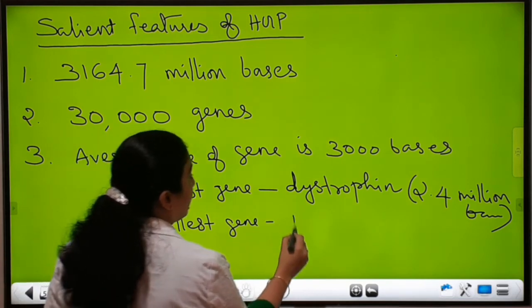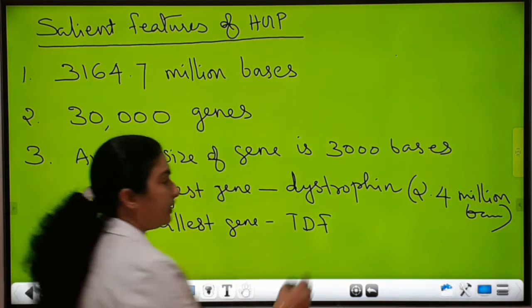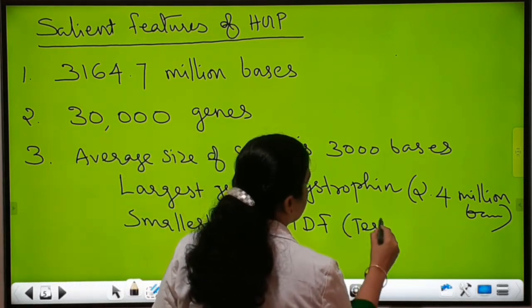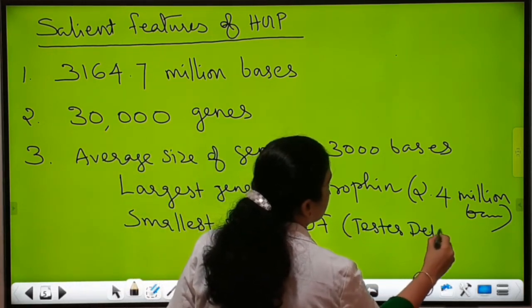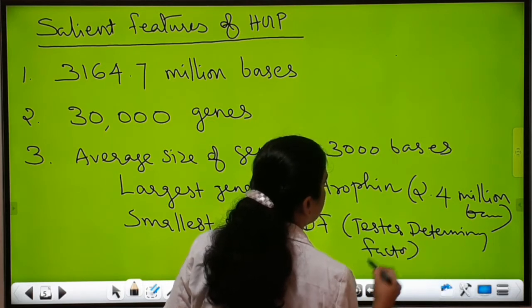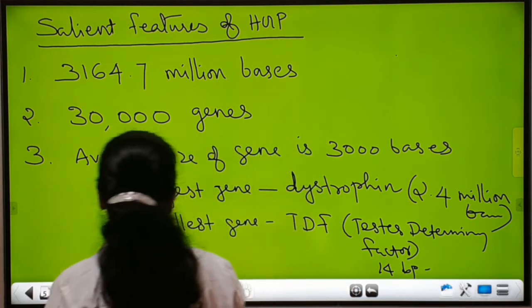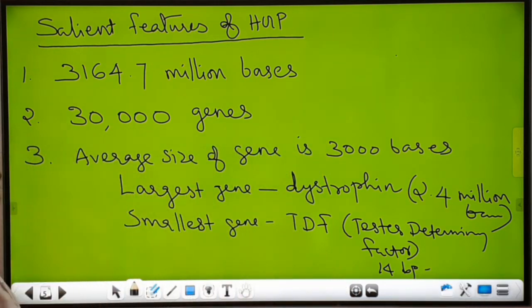That is TDF, testis determining factor. That consists of only 40 base pairs. Okay, so these are the main points. And next we can see the fourth point.